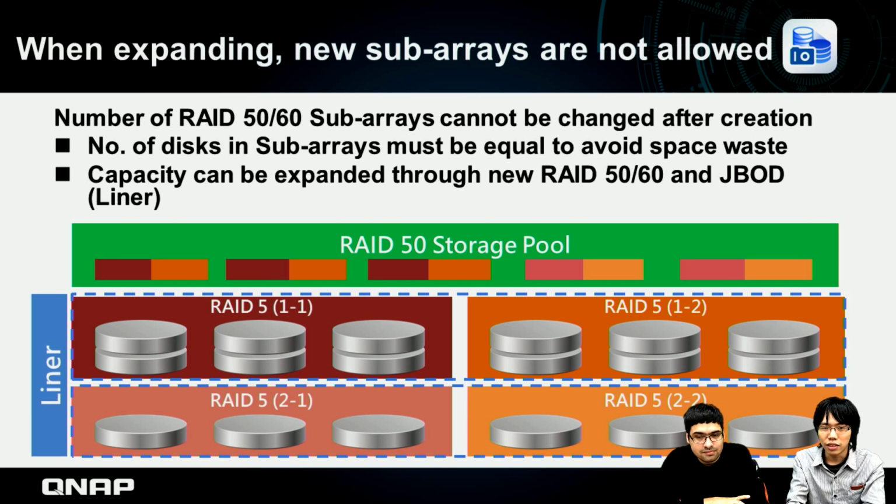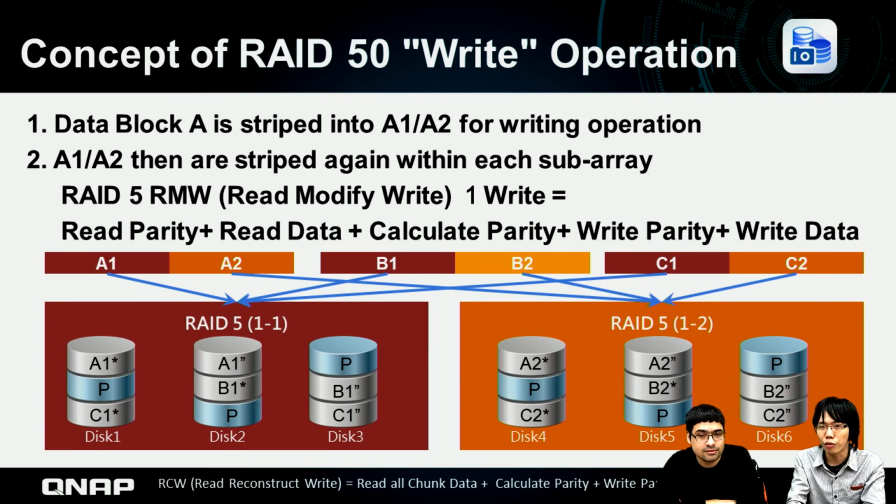Yes. And secondly, let's look at how this RAID 5 or RAID 15 operates. As you can see from the chart, each data block is striped, for example, data block A is striped into A1 and A2, and this operation is still similar to RAID 5. In each subarray, it will go through the RAID 5 read-modify-write method. That is, when you write new data, you need to read the old data from the subarray first, read the parity, calculate the parity, and write back the new parity and new data.